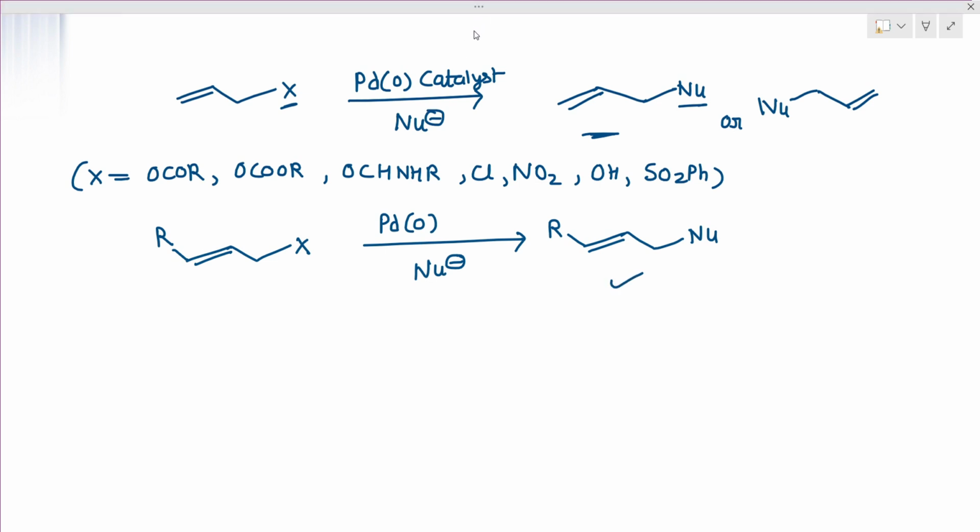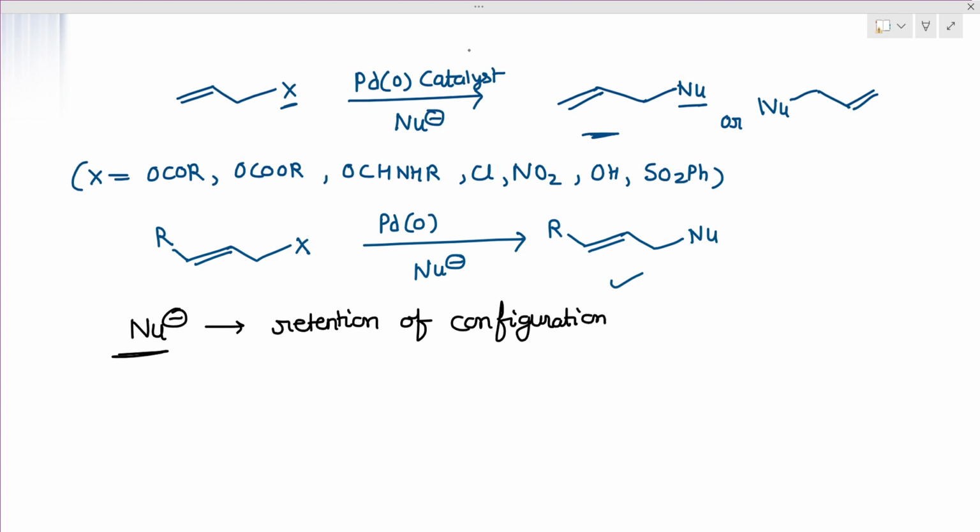One important thing about this reaction is that the nucleophile is substituted with retention of configuration. Why? Because there are actually two SN2 reactions. SN2 happens with inversion of configuration, but here there are two of them. One time there is inversion and the second time we get the same configuration again, so there is retention of configuration. This we will see when we study the stereochemistry.